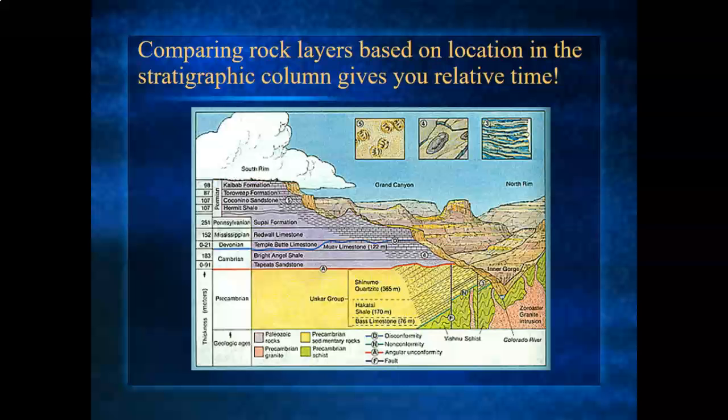So we've seen this picture before. We've got a picture of the Grand Canyon here, and comparing rock layers based on location in the stratigraphic column gives you relative time, just meaning once again older layers on the bottom, younger layers on the top.